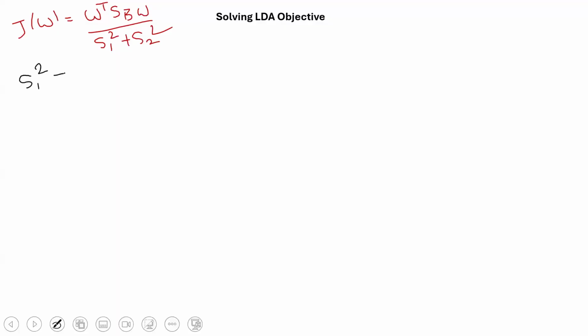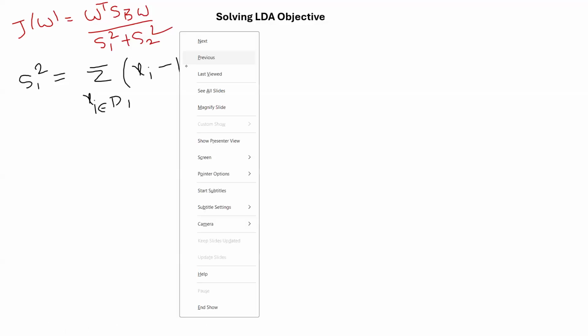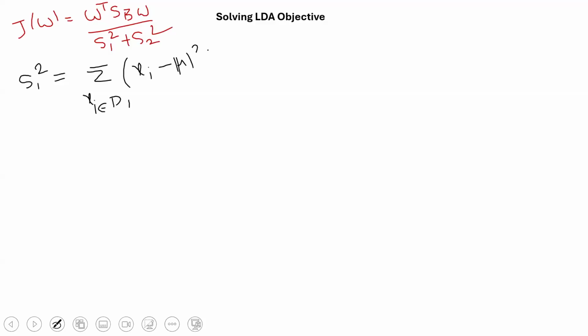S1 square, what is this? It is the scatter of category 1. What is scatter? Scatter is nothing but a similar parameter to variance. What is the variance? Variance is nothing but sigma, for every xi that belongs to D1, how do we calculate the mean of all those points? It is nothing but xi minus mu whole square, right? So this is the formula for the variance.